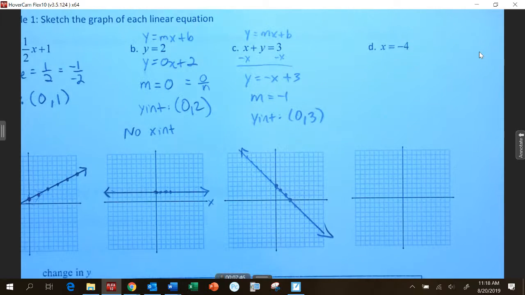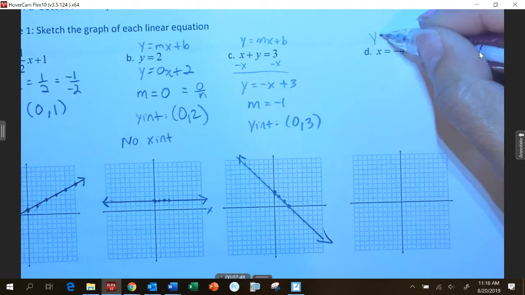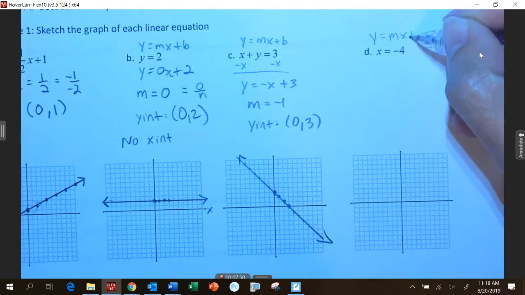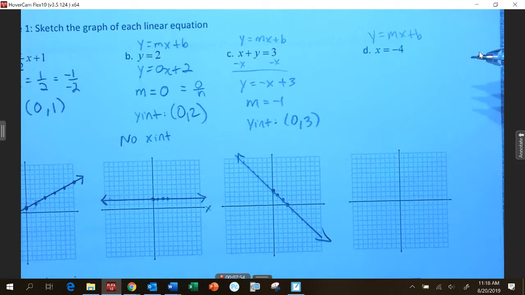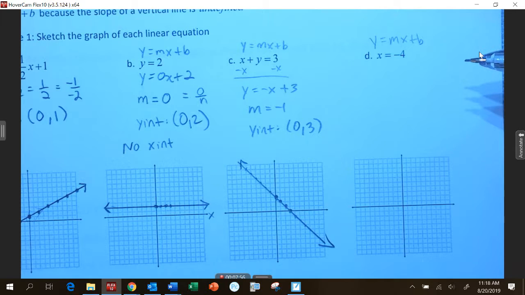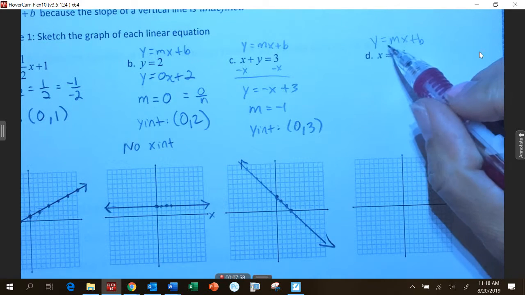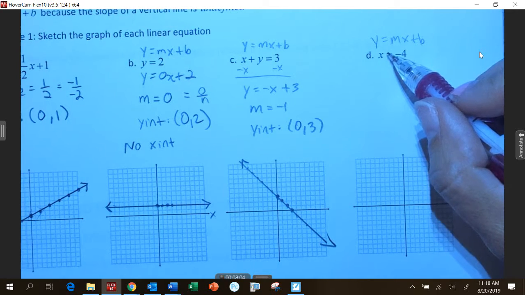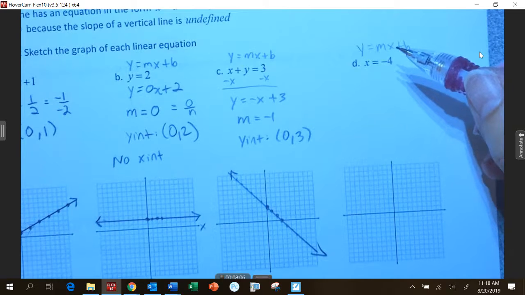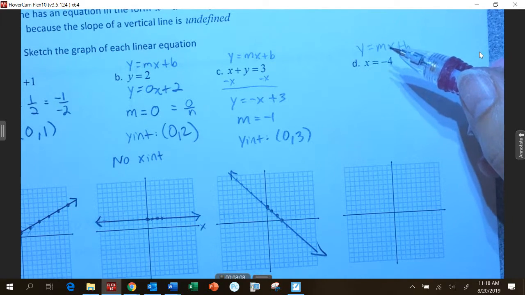And then question D. Is this in the form of y equals mx plus b? Nope. Can I make it in the form of y equals? Nope. Is there a y? So it cannot be in the form y equals mx plus b because there is no y. There will be no y-intercept.